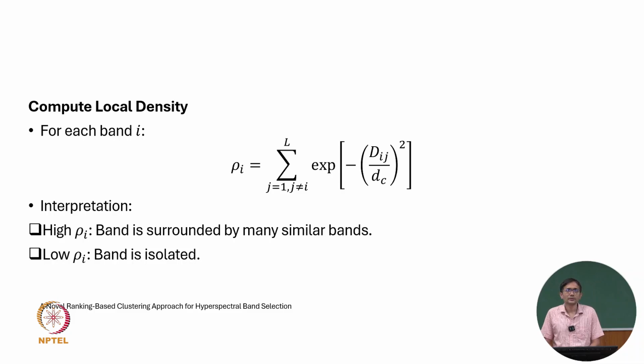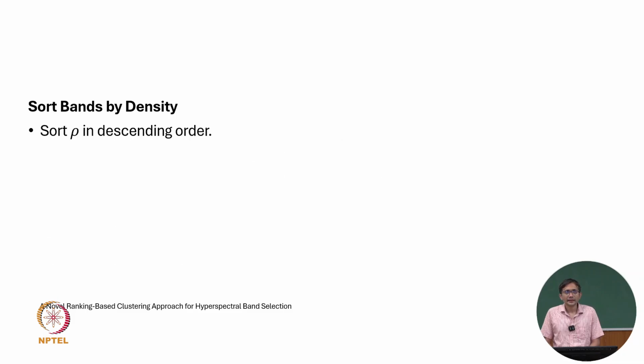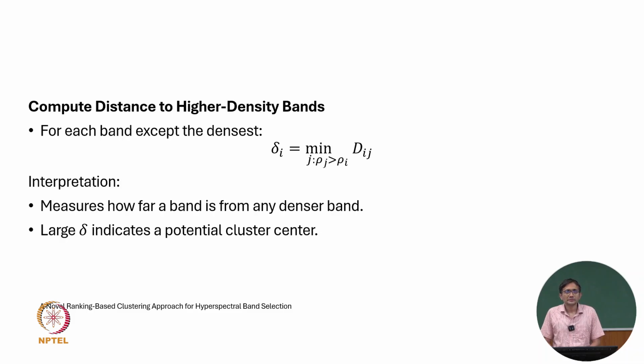Now, with this, what we can do is sort these bands by this density that we have computed. So let's say we sort in descending order, and now for each band except the densest, okay, so the densest band we need not think about, but the second densest band onwards.